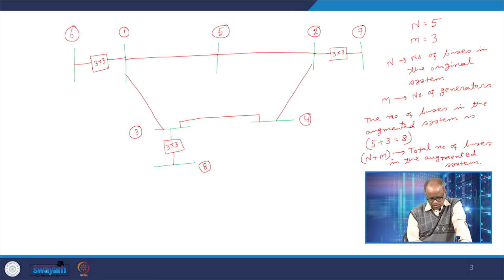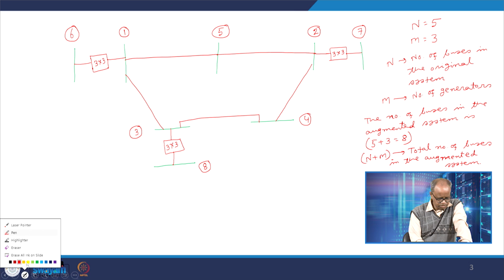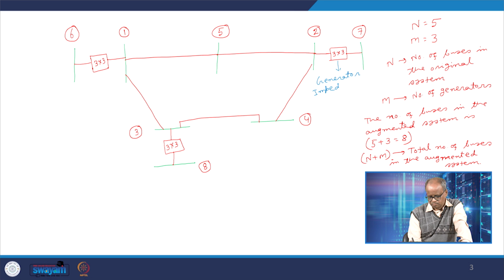Now what are these matrices? These matrices are nothing but the generator impedance matrix.